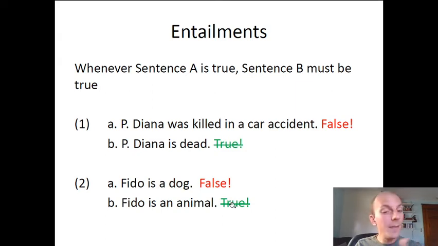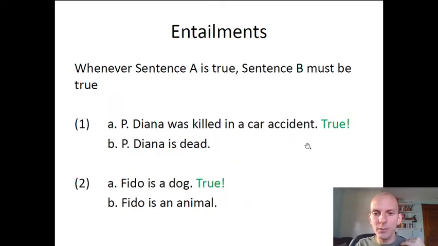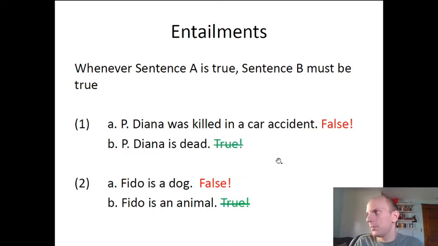It's not the case that B is also false. Fido's not a dog, right? "Fido is a dog" is false. That means Fido's not a dog. But Fido could be an iguana, in which case Fido would still be an animal. We don't know that. We don't have enough information. So when A is true, B is true. When A is false, we don't know what B is. We just don't know.